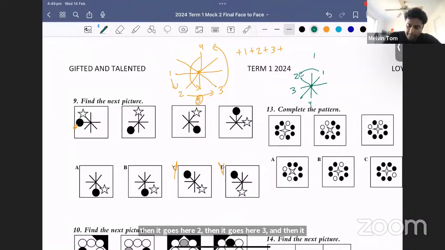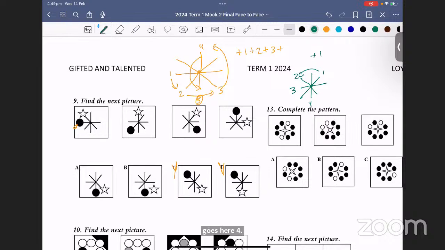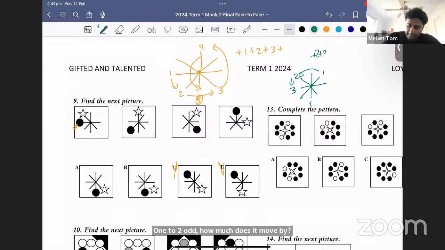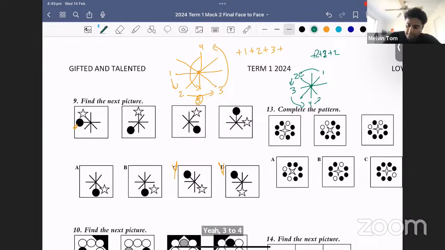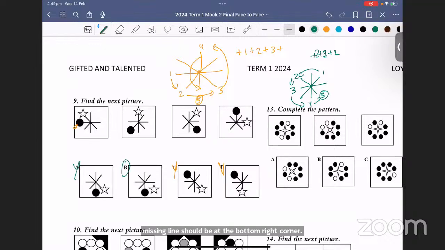1 to 2, Ahad, how much does it move by? Good man. And then 2 to 3? +1. Yeah. 3 to 4? +2. Next one should be? +1. Good man. So the missing line should be at the bottom right corner, and the answer is? B. Good.